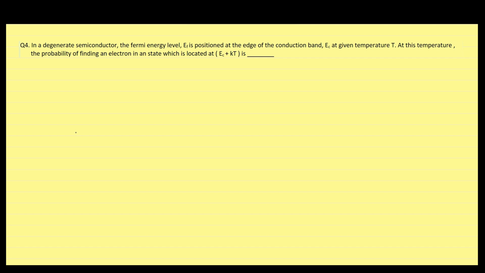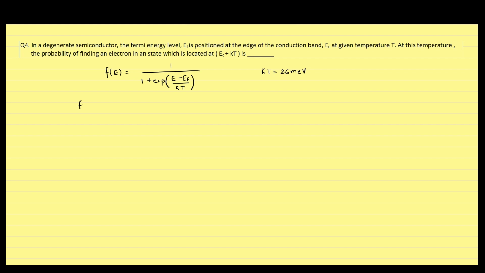You know that the probability for finding an electron in a state located at any energy E is given by Fermi Dirac probability function, which is 1 upon 1 plus exponential E minus EF upon kT. At room temperature, kT is equal to 26 milli electron volt. Since it is a degenerate semiconductor, you cannot apply Boltzmann approximation. You have to keep that in mind.